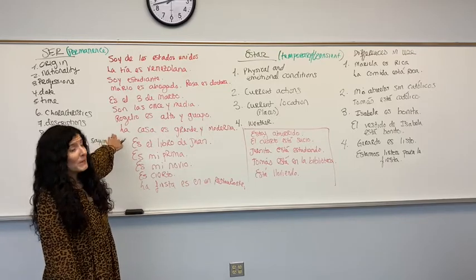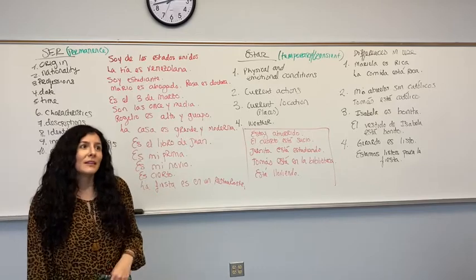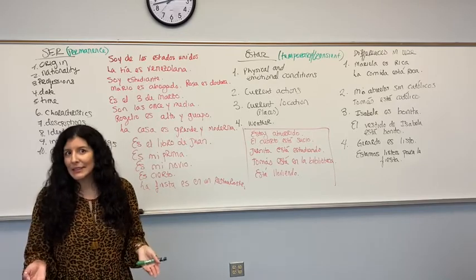When we're describing people, Rogelio es alto y guapo. Isabela es inteligente y atractiva.